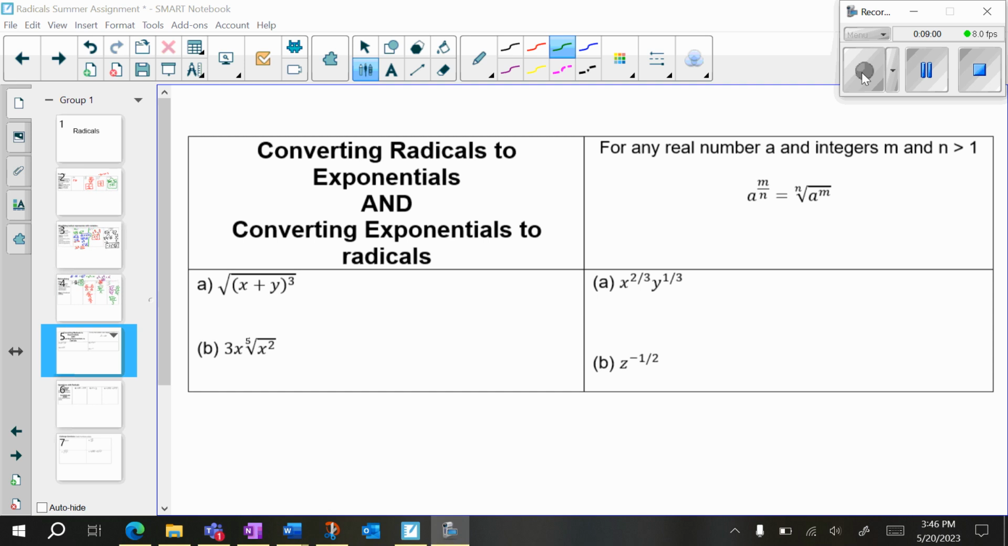Next, we have converting radicals to exponentials and converting exponentials to radicals. So remember, for any real number a, integers m and n are greater than 1. We have a to the m over n is equal to the nth root of a to the m. Remember, this is power over root.